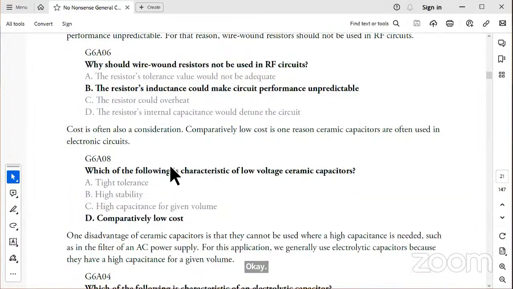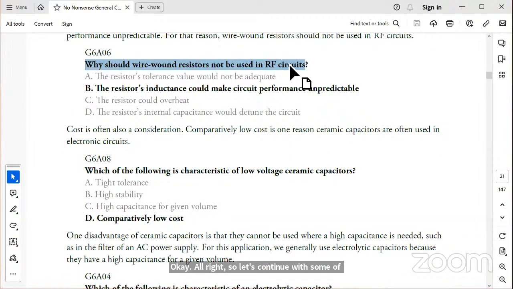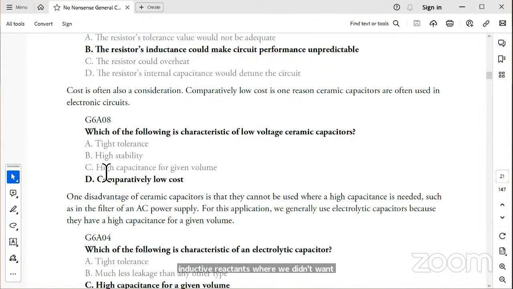All right, so let's continue with some of the other questions for the theory. Why should wire wound resistors not be used in RF circuits? Well, it's simply because wire wound resistors are a coil, and a coil will have inductance. And at RF frequencies or alternating current, it introduces reactance. So therefore, the reason is that the resistor's inductance, again, it's a coil of wire, could make circuit performance unpredictable because we're introducing inductive reactance where we didn't want it, and therefore the circuit may malfunction.